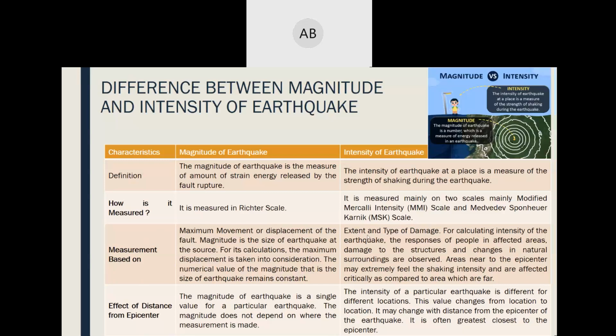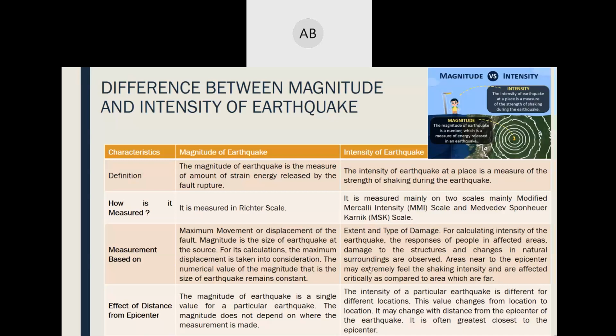How can you categorize the intensity? In order to categorize the intensity, you have to do a survey: the extent and type of damage. You have to go to the place and see what kind of damage has been done. For calculating the intensity of an earthquake, the response of people in affected areas, damaged structures, and changes in natural surroundings are observed. After the earthquake, people visit the areas and see similar damages, connect these contours of damage together, and from there you get the MMI intensities of the place.